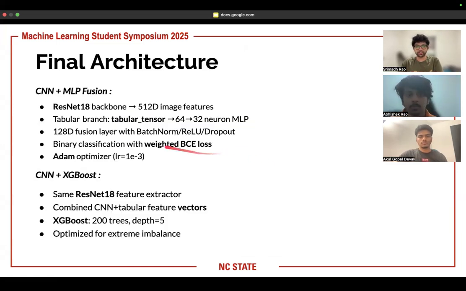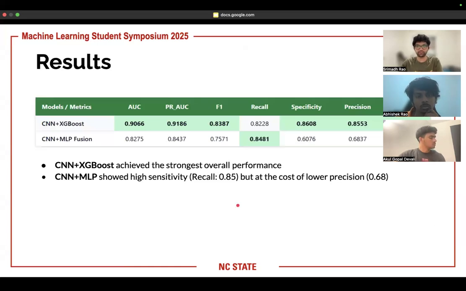Then we chose the final architectures to be a CNN and MLP fusion and CNN plus XGBoost. The CNN is used for the images part, and the MLP or XGBoost is used for the tabular features, which is the metadata we're talking about: the texture, the color, the shape, and so on. We have a ResNet18 backbone, we bring in the tabular branch, and we merge both of those together and train using a weighted binary cross entropy and the Adam optimizer to get our results. Similarly for XGBoost, we use 200 trees, and we combine the CNN and the feature vectors together and pass them on to XGBoost. All of this has been optimized for the extreme imbalance that we are seeing in the dataset. And these are our final results, which will be told by Akul.